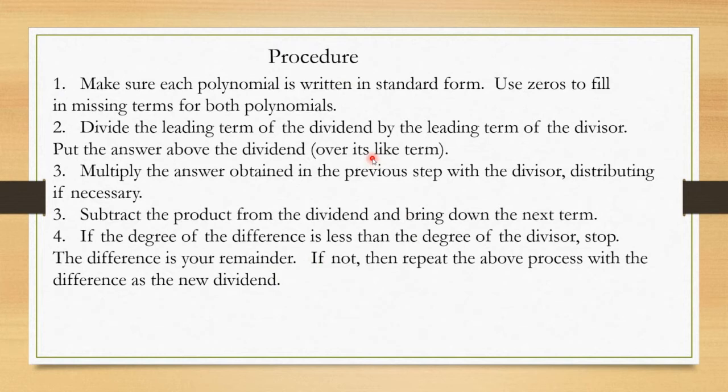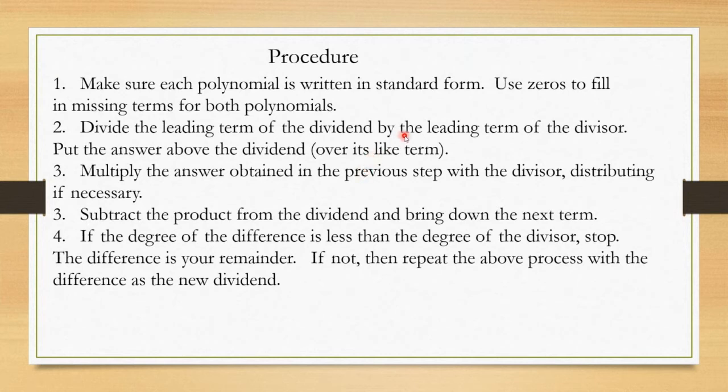Basically here, you want to make sure each polynomial is written in standard form. Use zeros to fill in the missing terms for both polynomials. It's just like what we did when we did addition and subtraction. In standard form, the exponents of x, the variable, are decreasing from left to right. And zeros you use to fill in for the missing terms.